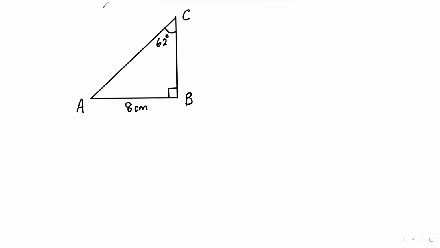Right. So in triangle ABC, I want to find the side AC. So first things first, if I want to find AC, we need to identify what side in the triangle that would be. AC is what side, guys? AC is the hypotenuse. That's right. AC is the hypotenuse. And then they gave me this other side of 8 centimeters. What side is that, Soraya?